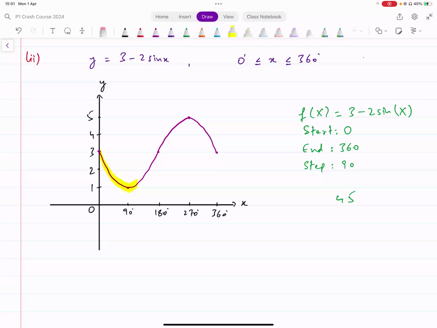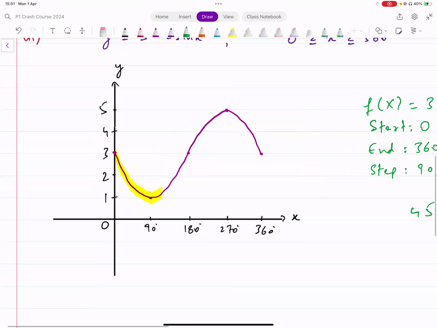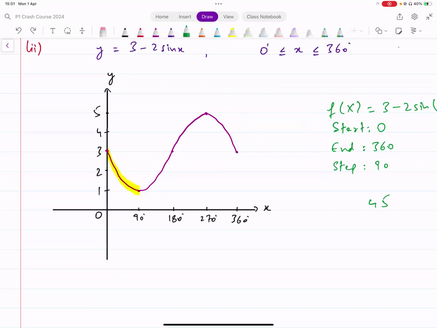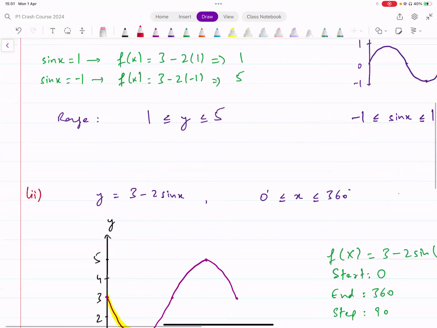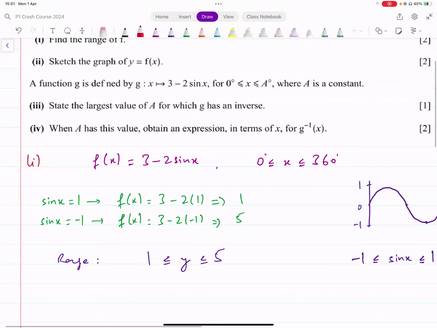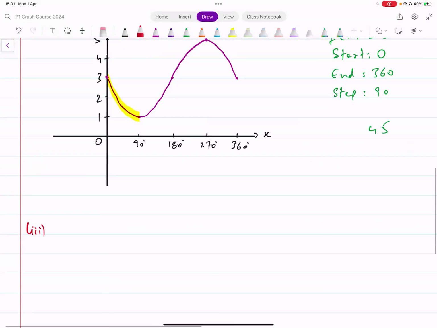If you were to go like this, then we could draw this horizontal line that cuts the graph at 2 points in the yellow part. That means it's not one-to-one. So we can't go beyond the turning point, right? Just like in quadratics as well, we looked at similar questions there in which the largest value was at the turning point. So what do we say then? The largest value of a for which g has an inverse would be 90 degrees.